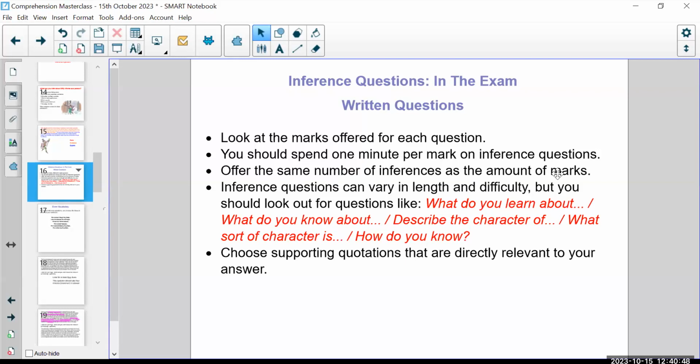You can look out for openers to the questions, which kind of look something like this. So what do you learn about? What do you know about? Describe the character of. What sort of character is? How do you know? Sometimes they do use the word infer, but I haven't seen that very much. So don't rely on them saying, what do you infer about a character? And remember to choose supporting quotations that are directly relevant to your answer. Sometimes I see students inferring something and then they've used a quote that is not really related. So it has to be very specific evidence.